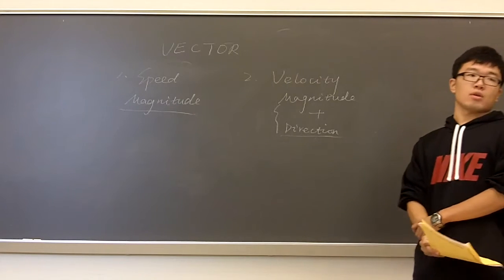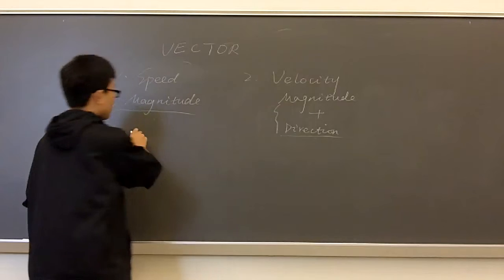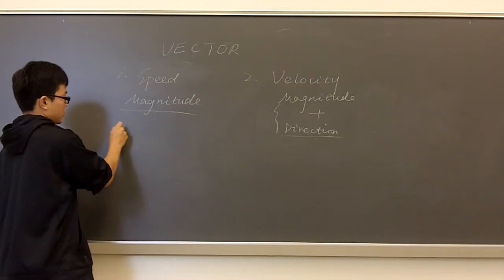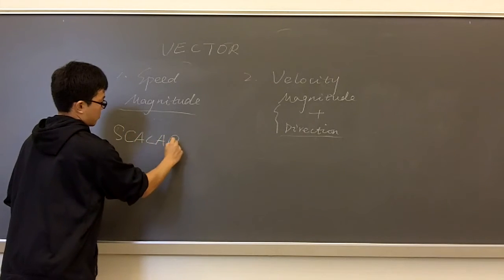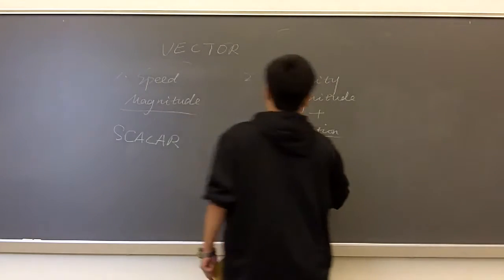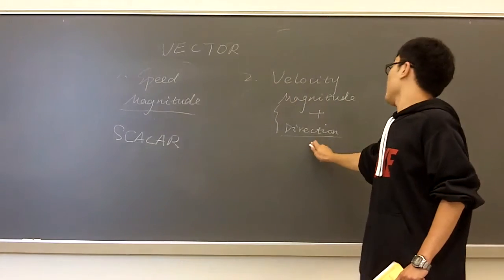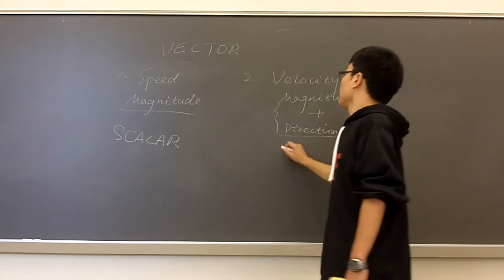In physics or mathematics, we call quantities like speed that only have magnitude scalar. Quantities similar to velocity, which have not only magnitude but also direction, we call vector.